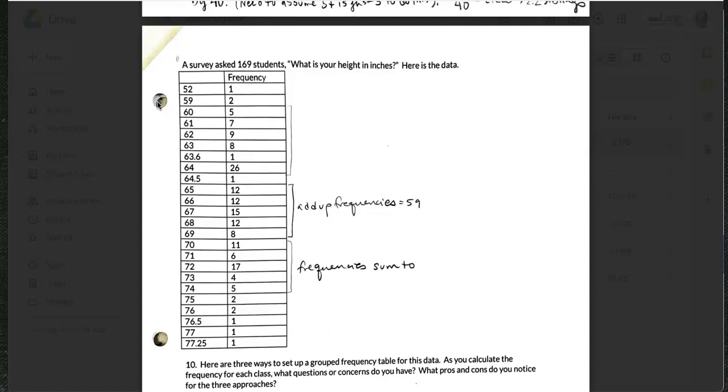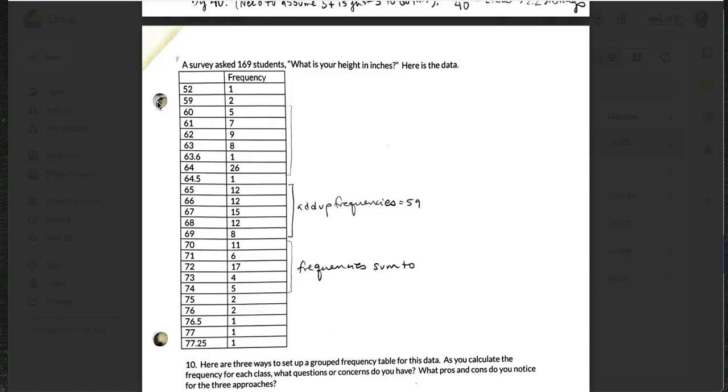A survey asked 169 students, what is your height in inches? And this is the data. So all the responses are listed on the left, and the frequency of each response is listed on the right.